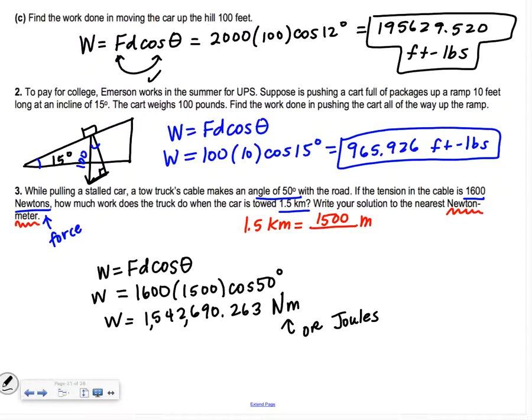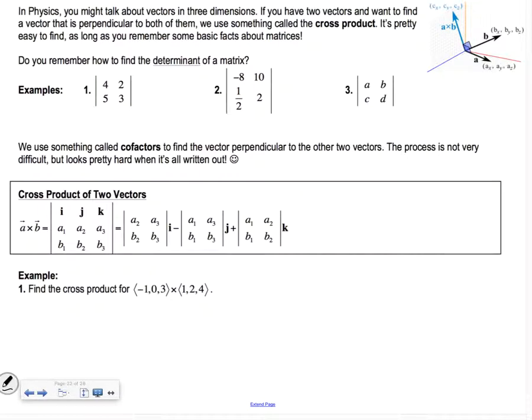All right, so the last thing we're going to learn about is something called a cross product. So we have been dealing with vectors in 2 dimensions, right? It's on a flat page, like a 10 by 10 grid, and we can draw them out very easily. Okay, but vectors aren't always 2 dimensions. Sometimes they're 3 dimensions.